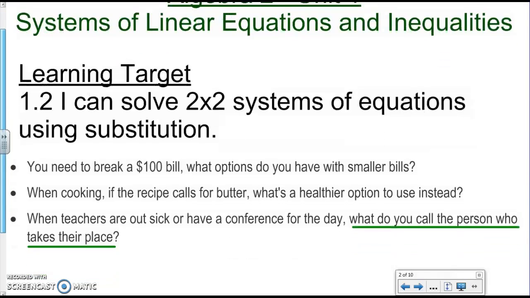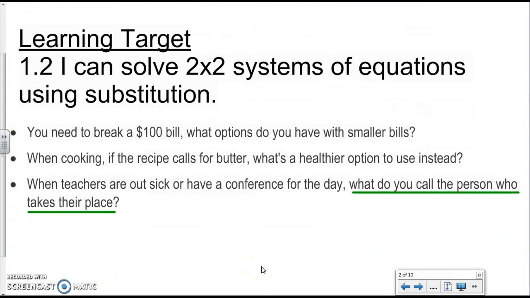So just a few examples where you would substitute something in real life. If you needed to break a $100 bill, what options do you have with smaller bills? For example, you could substitute 5 $20 bills and still have $100. You could also use 20s, 10s, 5s, and singles and mix all of those together to still get $100. So you're still substituting. When cooking, if the recipe calls for butter, what is a healthier option for you to use instead? You could substitute margarine. Or when teachers are sick or have a conference for the day, the person who takes their place is a substitute. So just different places where that shows up in real life.